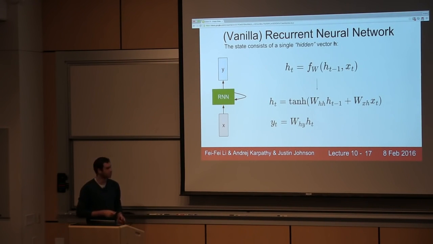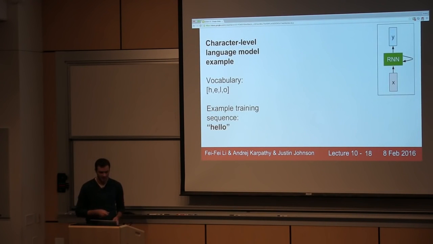Okay? So just to give you an example of how this will work, right now I've just talked about x, h, and y in abstract forms in terms of vectors. We can actually endow these vectors with semantics. One of the ways in which we can use a recurrent neural network is in the case of character-level language models. This is one of my favorite ways of explaining RNNs because it's intuitive and fun to look at. So in this case, we have character-level language models using RNNs.